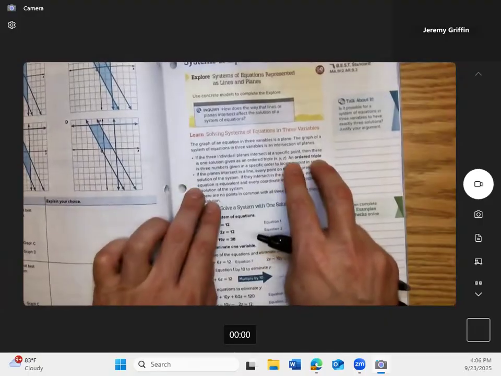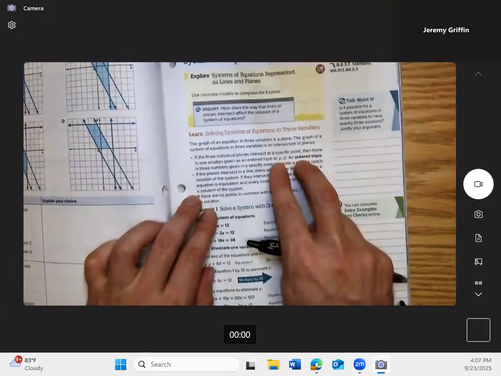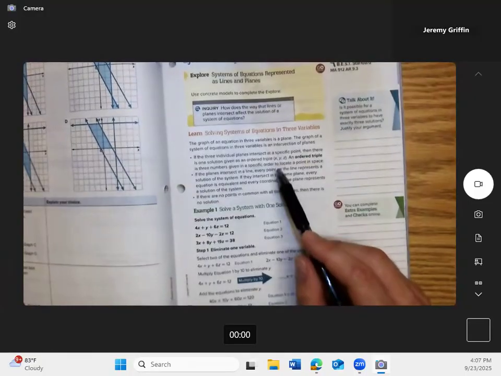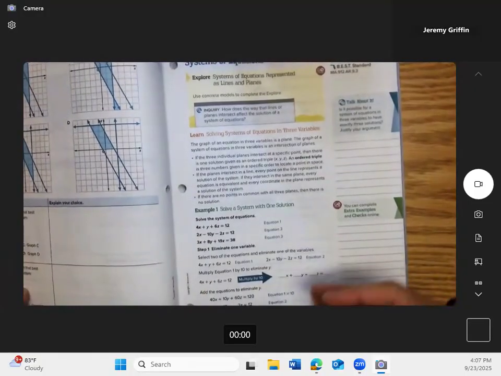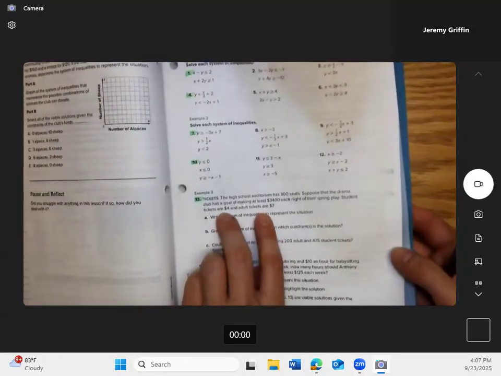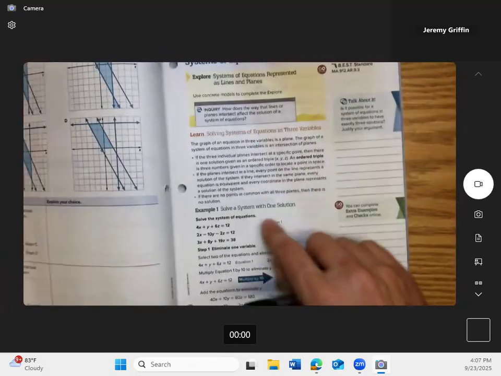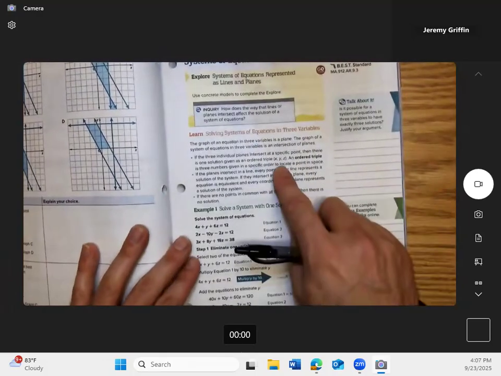Okay. So we're looking for an ordered triple as the solution. So you can have an x, y, and z, instead of just an x, y. Like in the previous chapter, maybe there were two kinds of tickets sold, student tickets and adult tickets. Now maybe there's also a third variable going on.